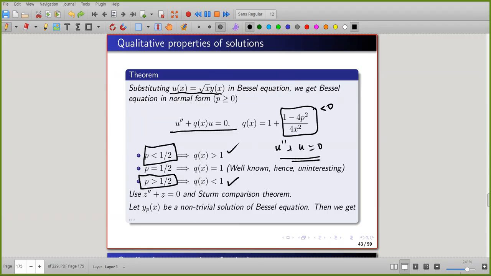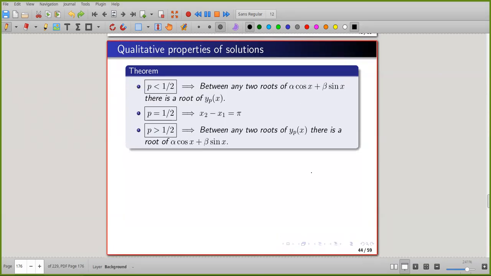So now we use z double prime plus z equal to 0 and the Sturm comparison theorem, and let y_p be a non-trivial solution of the Bessel equation. So let's see what we get. If p is strictly less than half, then we have that Q of x is strictly less than 1, right? Which means that between any two roots, okay, so what was it?